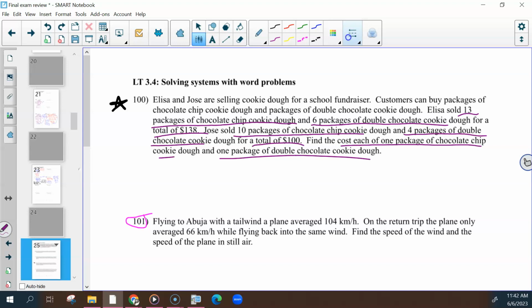So before we do anything, we need variables. You can call it C and D, X and Y, whatever 2 variables you want. And we have to be specific when we define these. We can't just say chocolate chip cookie dough and double chocolate chip cookie dough. We have to say the cost of, price of. So this would be cost of the chocolate chip cookie dough or cost of the double chocolate cookie dough.